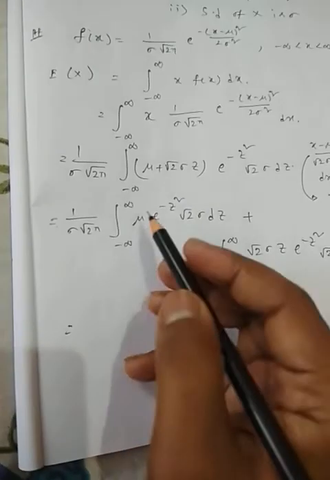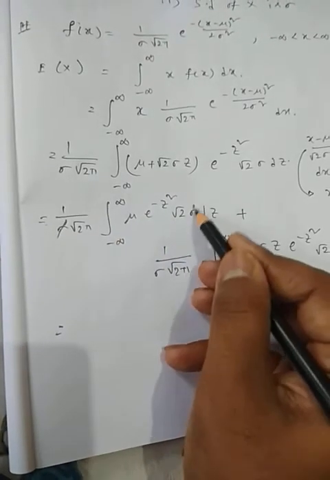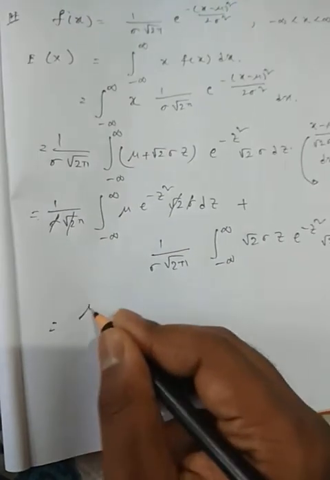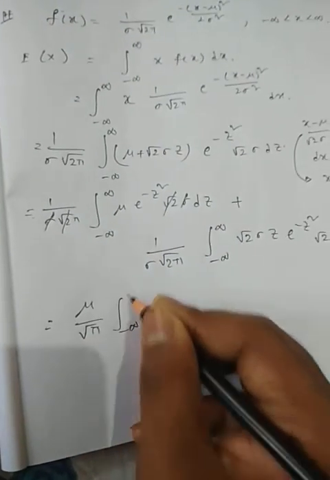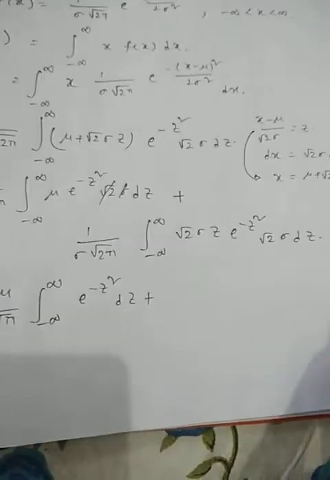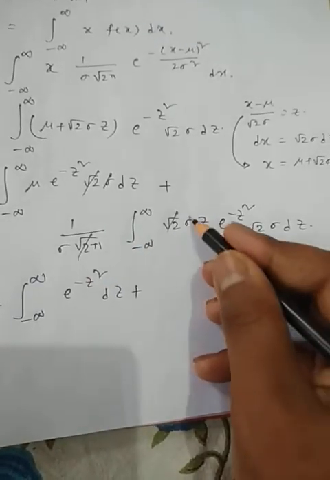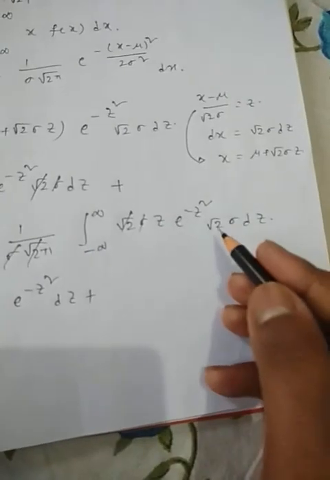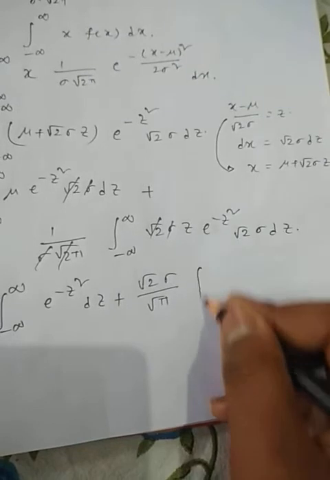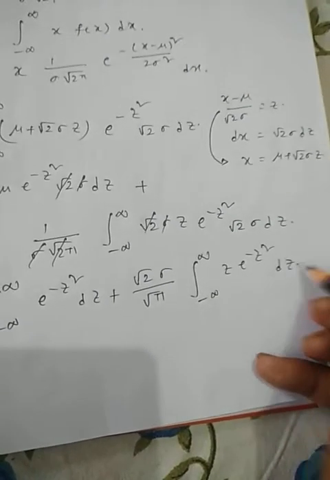Now for this part, sigma is cancelled out, root 2 is cancelled out. So the remaining part is mu by root pi, the constant part, integration minus infinity to infinity of e to the power minus z square dz, plus, here root 2 will be cancelled out and sigma will be cancelled out, so the remaining part is root 2 sigma by root pi, integration minus infinity to infinity of z e to the power minus z square dz.